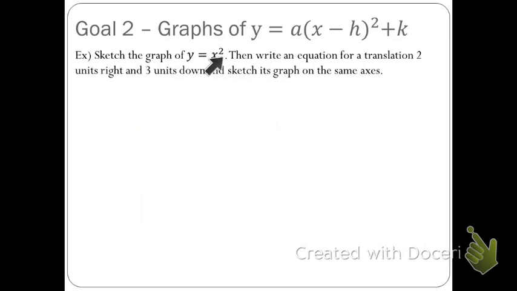We're going to sketch a graph of y equals x squared. I know that doesn't look like turning point form. It doesn't look like standard form. It's actually the most basic of either form, to tell you the truth. We're going to sketch a graph of y equals x squared here momentarily. And then we're going to write an equation for a translation of that graph that would go 2 units to the right and 3 units down. And we're going to sketch its graph on the same axes. So make sure you have some graph paper handy. And let's go ahead and get started on graphing y equals x squared.